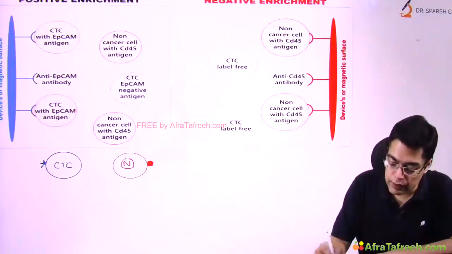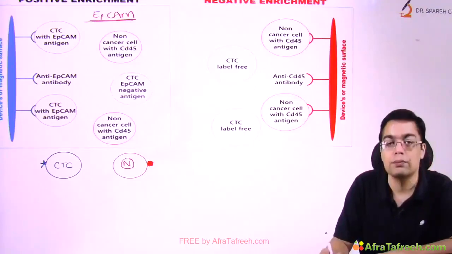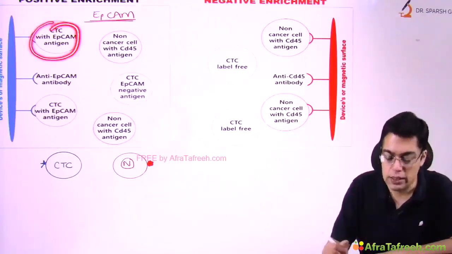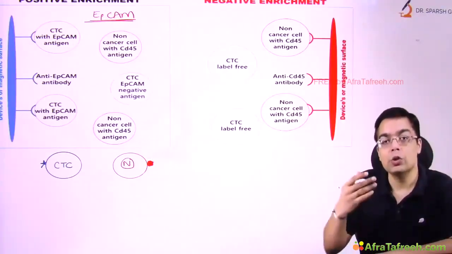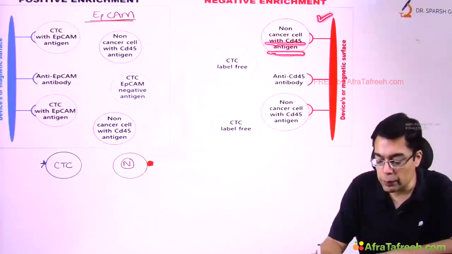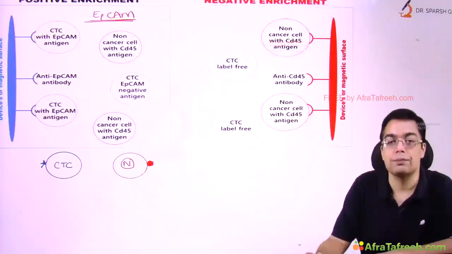One of the classical antigens that we are using currently happens to be EpCAM, which is epithelial cell adhesion molecule. So if you have an antibody against EpCAM, it is going to be able to pick up the tumor cells. The other thing that you can do is negative selection, in which you take an antibody directed against the CD45 antigen. It is able to pick up the non-cancerous cells and therefore it is given the name of negative enrichment.